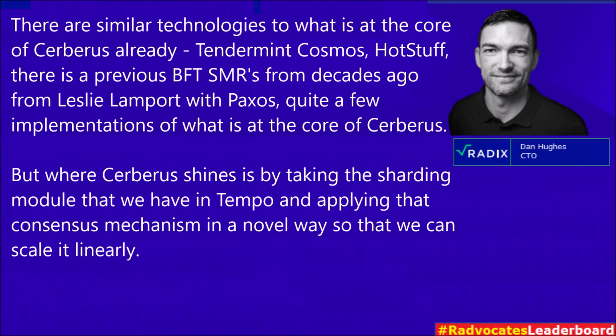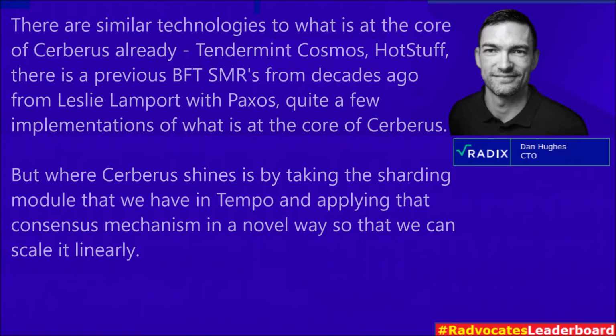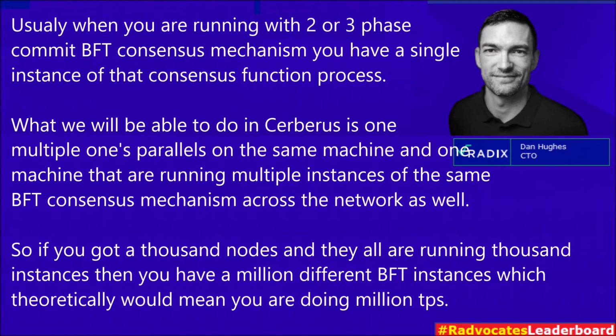the sharding model that we had in Tempo and applying that consensus mechanism in a novel way so that we can scale it linearly. Usually when you're running 2 or 3 phase commit BFT consensus mechanisms, you have a single instance of that consensus process running. What we're able to do with Cerberus is run multiple ones of them in parallel on the same machine, and run machines that are running multiple instances of this BFT consensus mechanism across the network as well. So if you've got 1,000 nodes and they're all running 1,000 instances, then you have 1 million different BFT instances, which theoretically would mean you could run 1 million TPS.